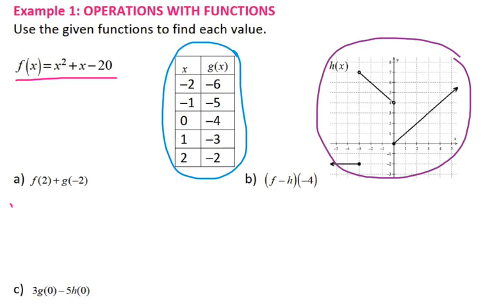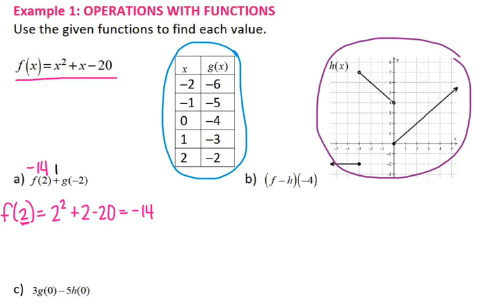So let's go ahead and start by finding f of 2. What's inside your parentheses is always your x. I'm going to take that and plug it into my function. So that's 2 squared plus 2 minus 20, which is negative 14. So that means f of 2 is negative 14.